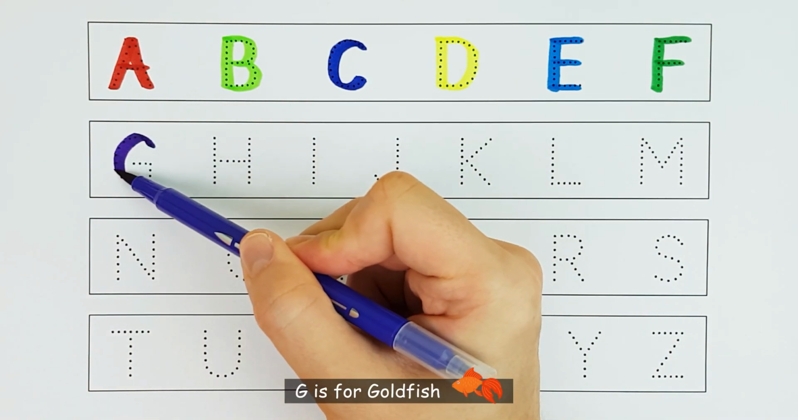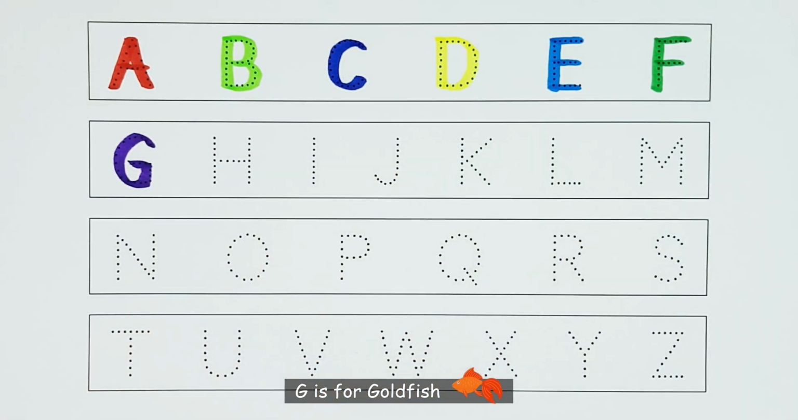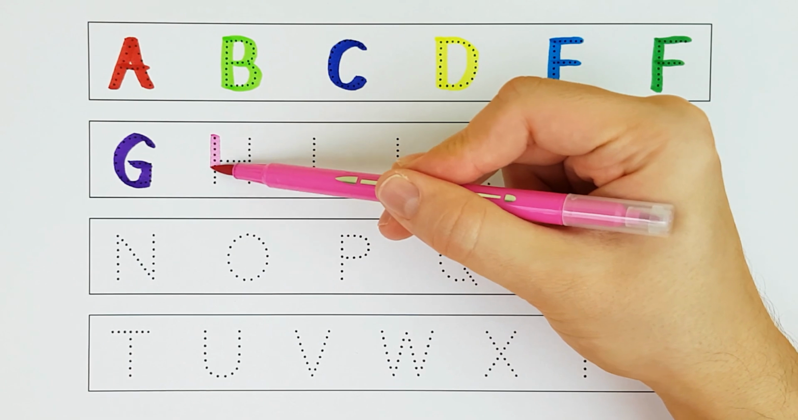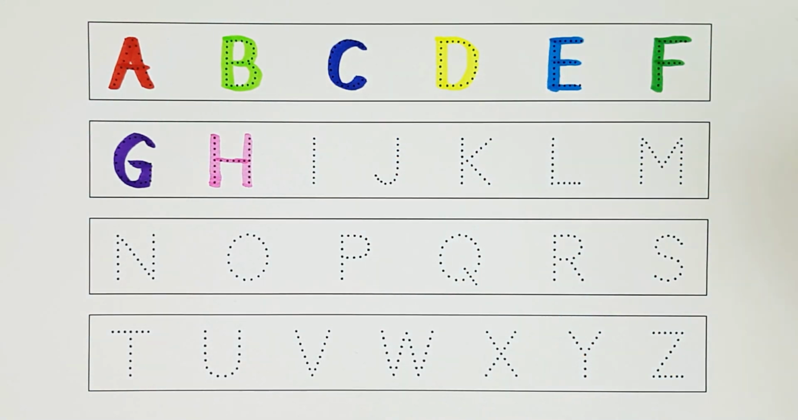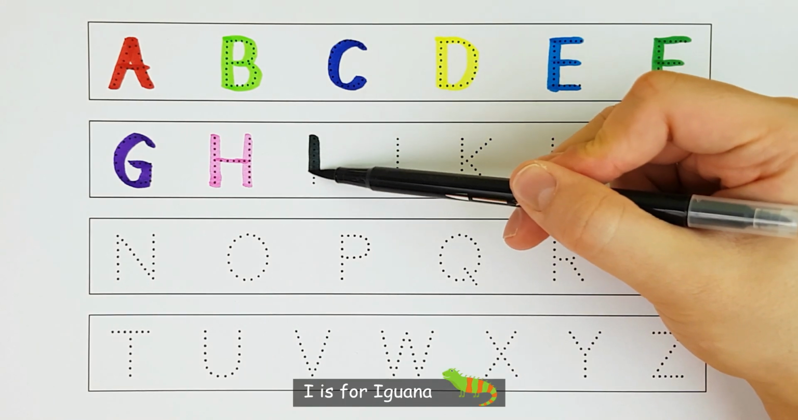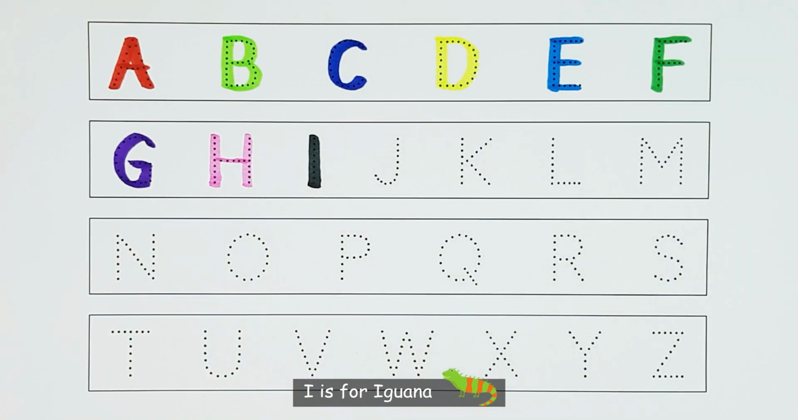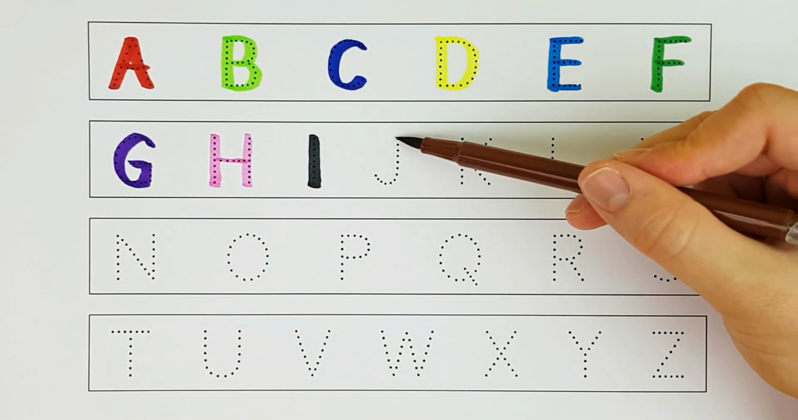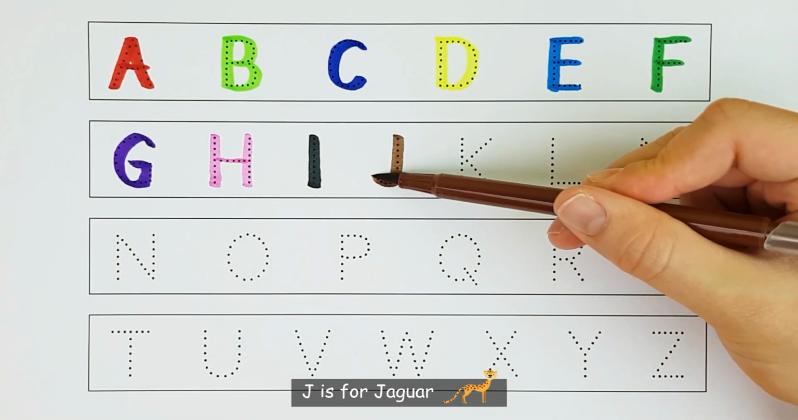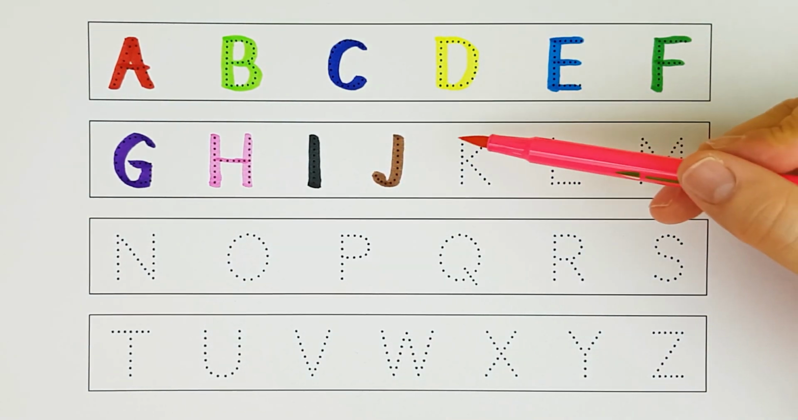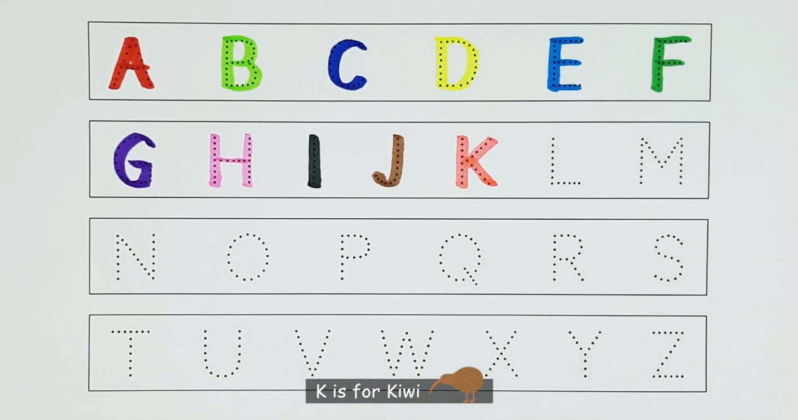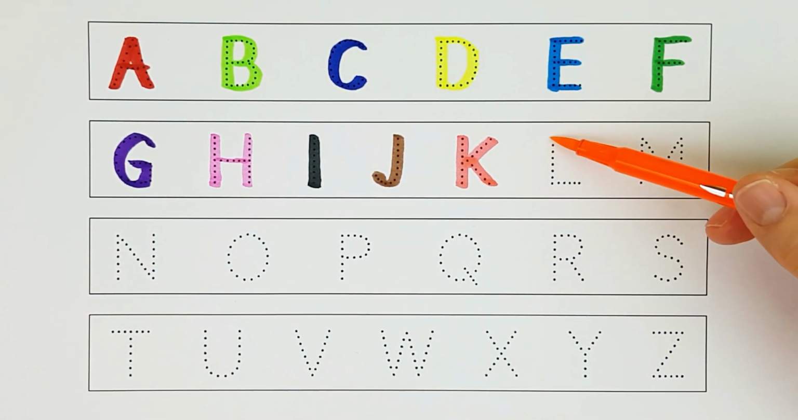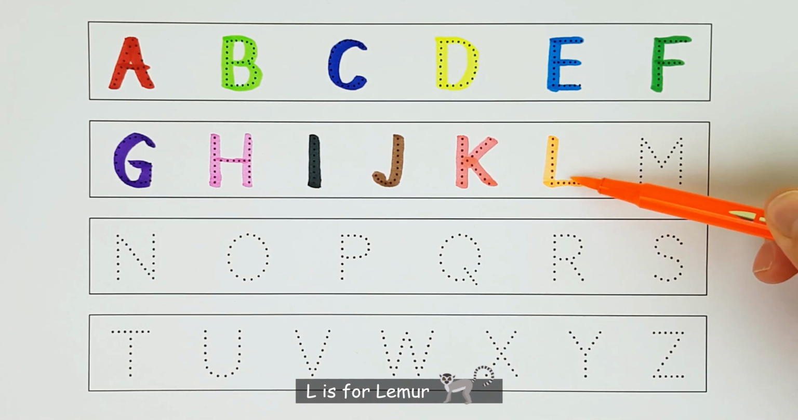G is for goldfish. H is for hummingbird. I is for iguana. J is for jaguar. K is for kiwi. L is for llama.